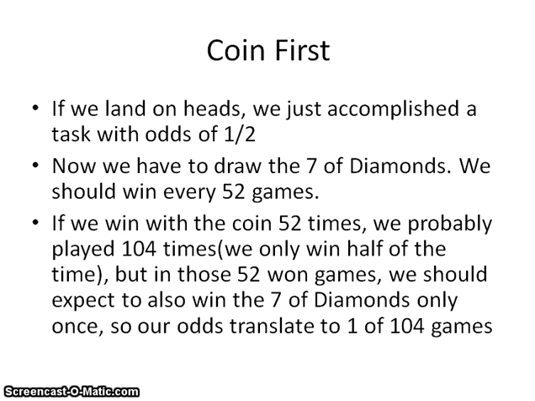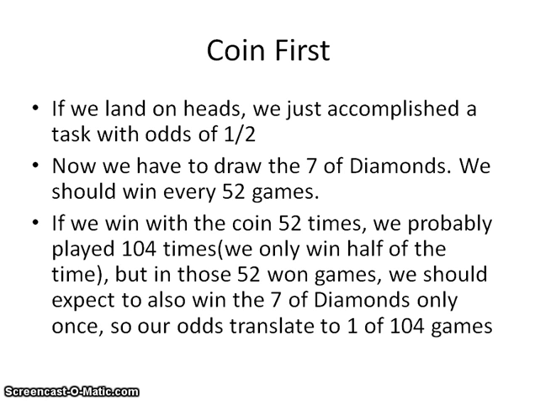If we land on heads, we just accomplished a task with the odds of 1 out of 2. Now we have to draw that seven of diamonds. We should win that once out of every 52 games. But remember, the coin only wins half the time. So to get the theoretical possibility, we take the heads and the tails on the coin. That's two different instances, and we have 52 games.